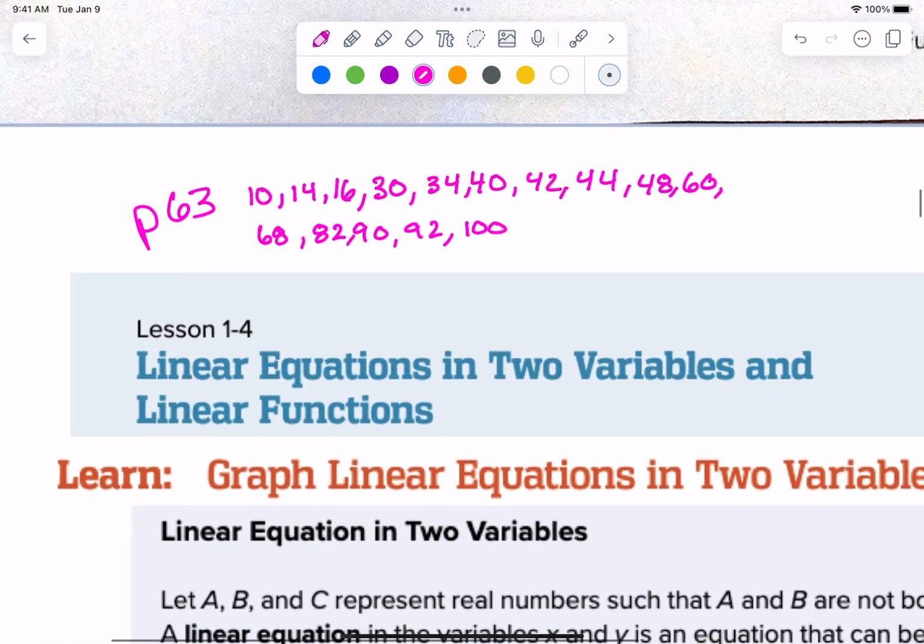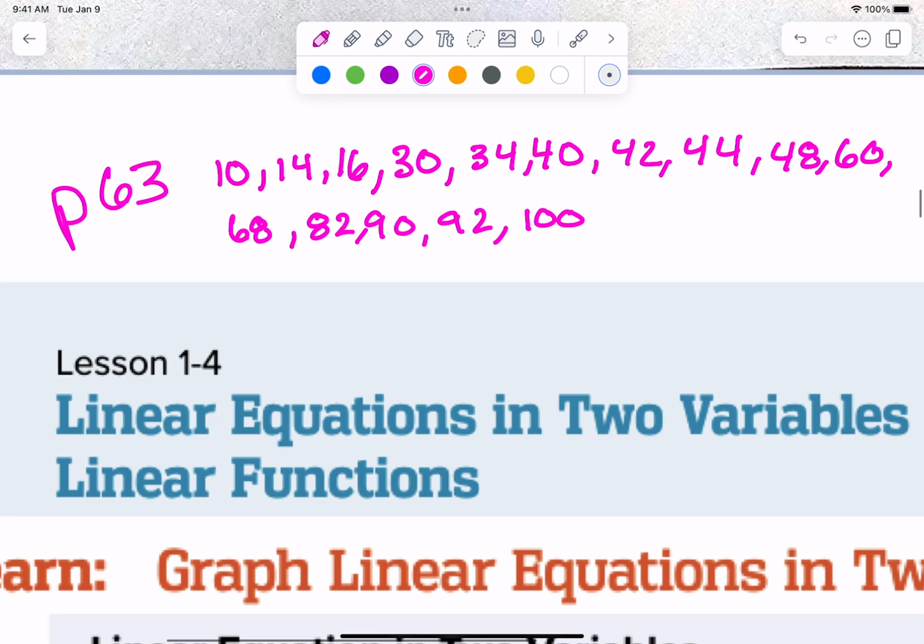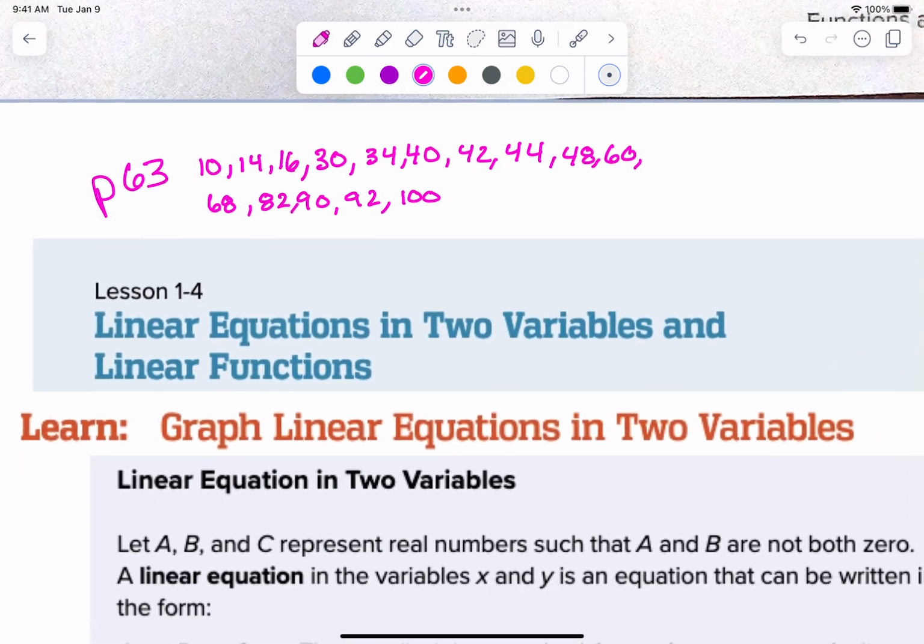We have section 1-4. Here's the homework for that. If you need to pause, go for it. We are doing linear equations, okay?